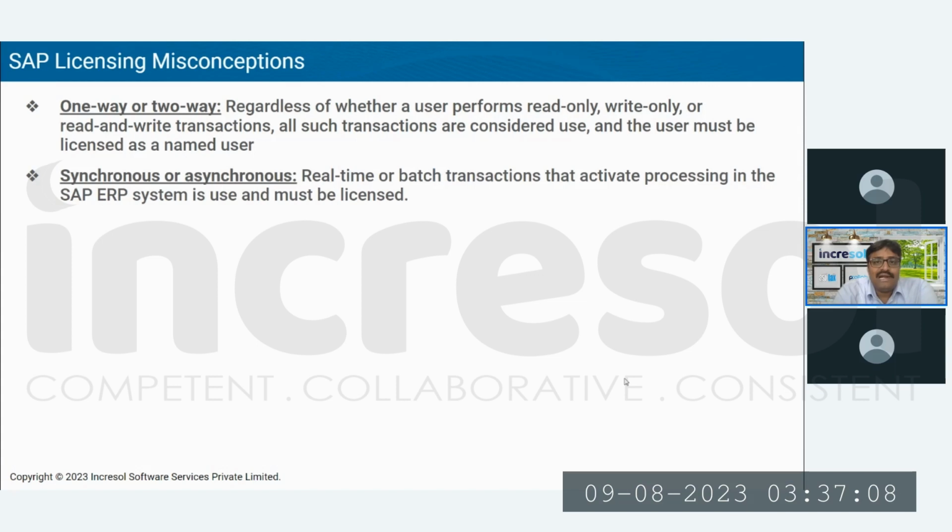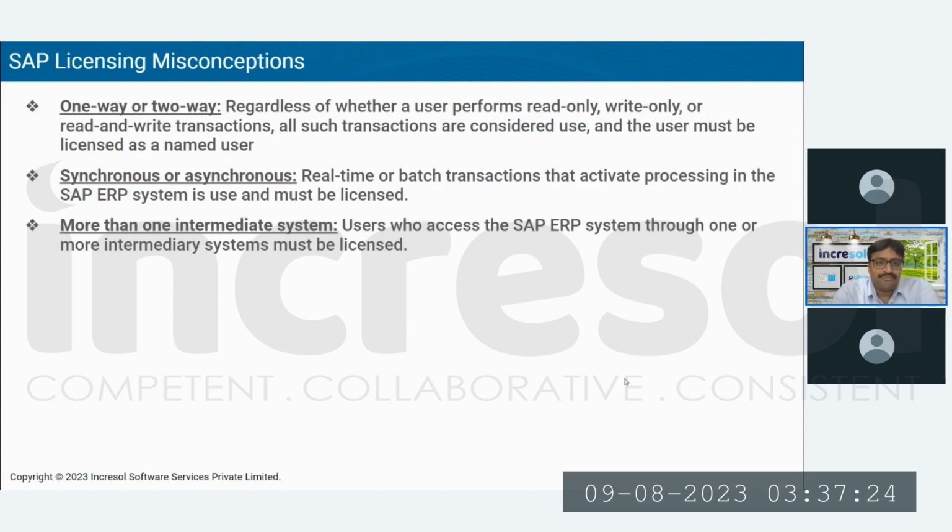Whether you are accessing SAP through synchronous access like real-time access, or batch transactions where you run some batch jobs, that also comes under the proper SAP licensing criteria. Also, you may be accessing SAP through some intermediate systems, like connecting to SAP using middleware such as MuleSoft or SAP PI/PO. If you are using any of those systems, even in that case it will be considered licensing usage.